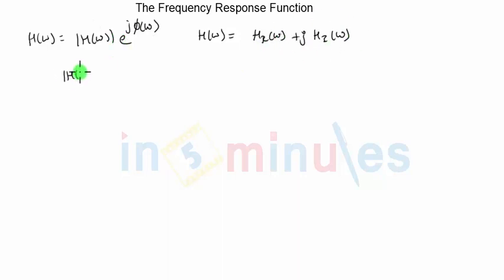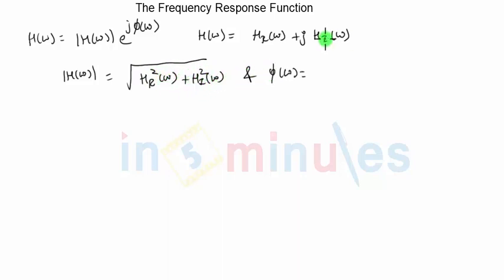We all know that when you want to relate the polar form to the rectangular form, the magnitude is nothing but under root Hr square omega plus Hi square omega, and the phase will be tan inverse of the imaginary part, which is Hi omega, upon the real part, which is Hr omega. So this is what we get. This is the final expression for the magnitude function and the phase function.